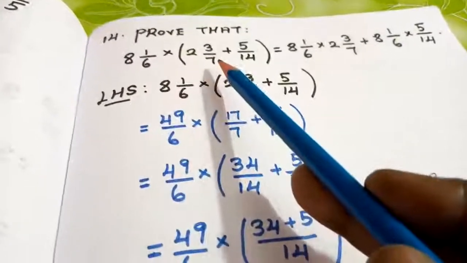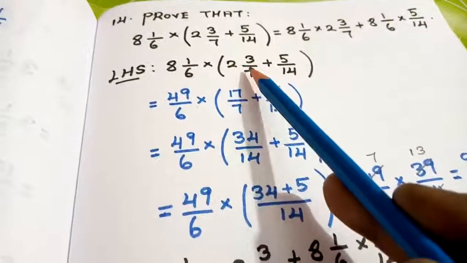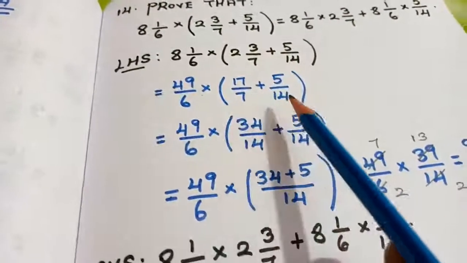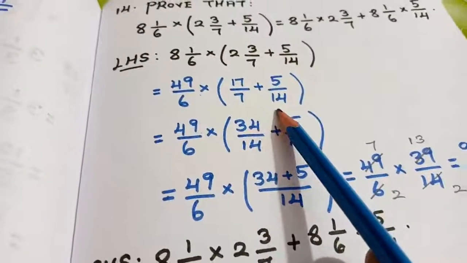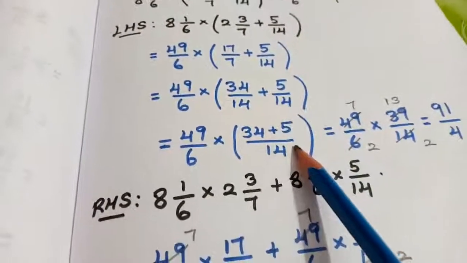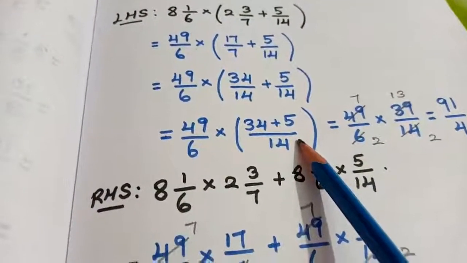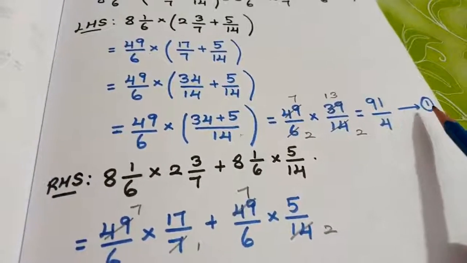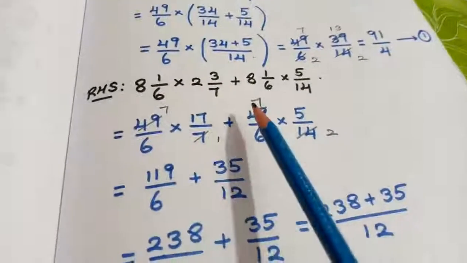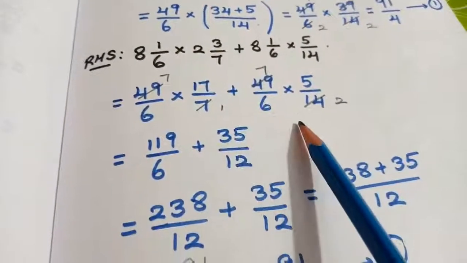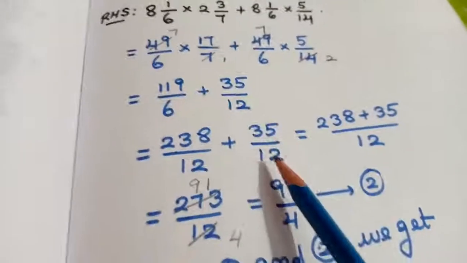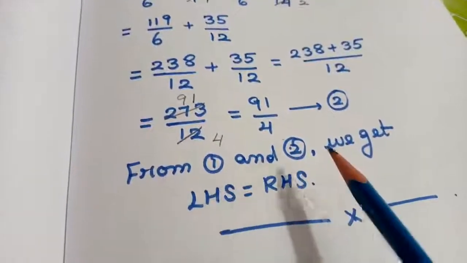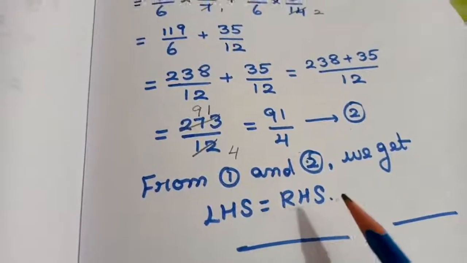Left hand side, I am taking the question here, students. I am writing the question in this place. Simplify the term, convert the mixed fraction into improper fraction. After converting, go to the bracket value, simplify the bracket by taking LCM, making the denominator the same. Then simplify, I am getting the value as 91 by 4. Mark it as equation 1. Similarly, I am taking the right hand side question. According to the BODMAS rule, simplify, students, take LCM, and the final answer is going to be 91 by 4, equation 2. So from 1 and 2, we are getting that left hand side equals right hand side.